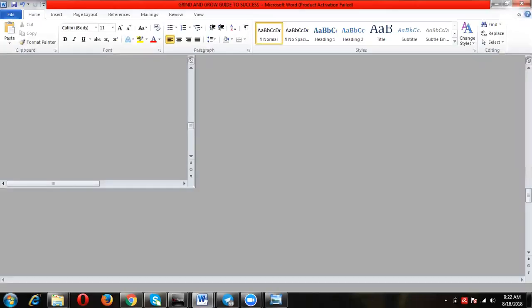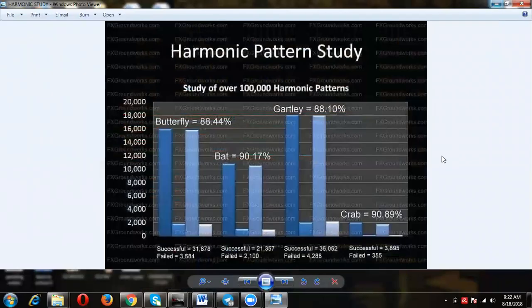Now, the harmonic scanner is a software that utilizes patterns that have occurred, or occur frequently in the market, so that you can have high probability trades. What this scanner does is scan for high probability trade patterns. We have different patterns: the butterfly, the gartley, the crab, and the bat.